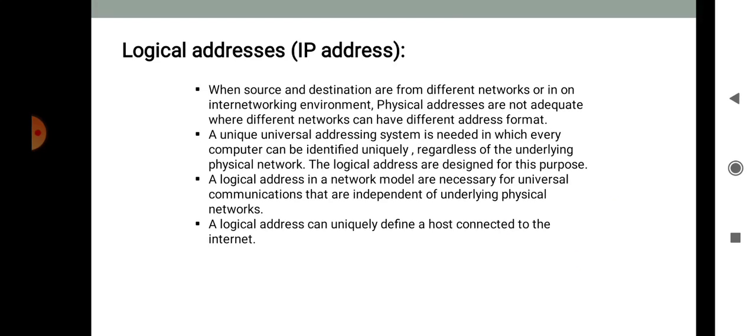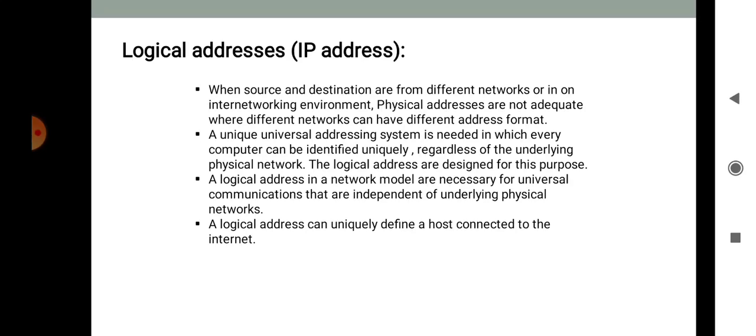When source and destination are in different networks, or in an internetworking environment, physical addresses are not adequate, because different networks can have different address formats. Then a unique universal addressing system is needed in which every computer can be identified uniquely, regardless of the underlying physical network. Logical addresses are designed for this purpose.